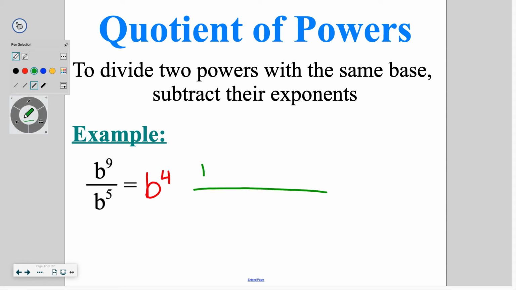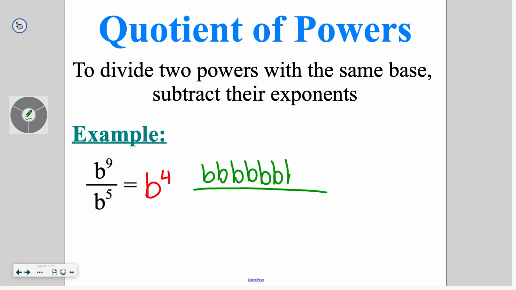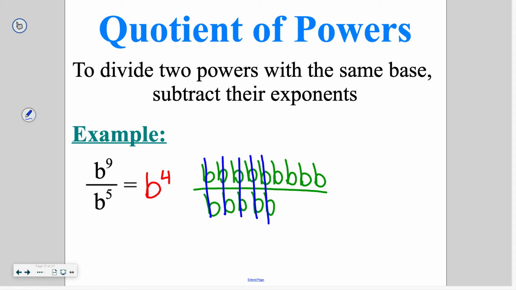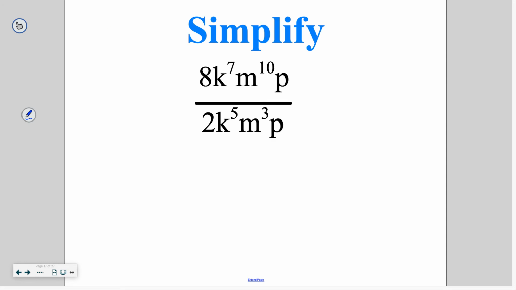Why does this happen? Up top, we started with 9 b's being multiplied, and down the bottom, we had 5 b's being multiplied. When we cancel those out, b divided by b is going to go to 1, so all of those cancel out, and we're left with 4 b's, aka b to the 4th.